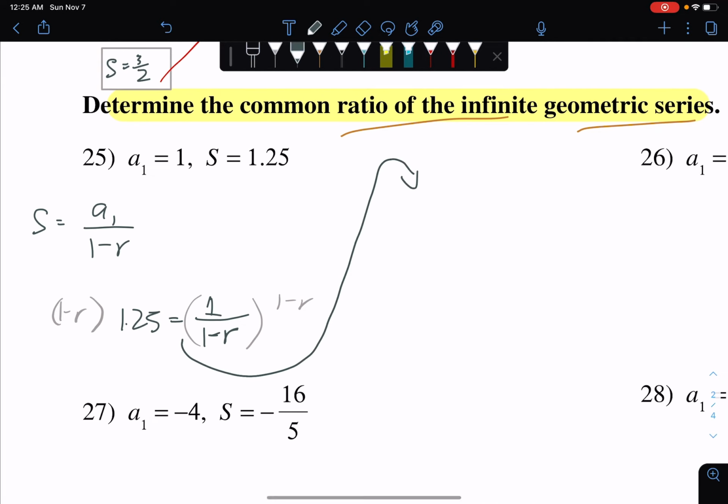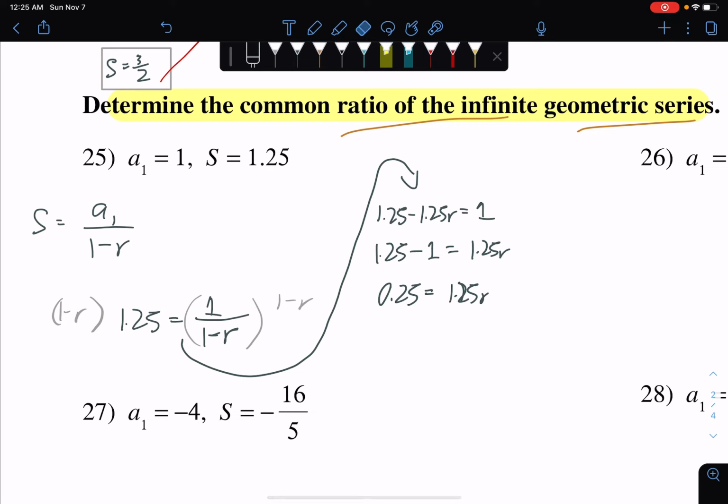Let's move it here. So 1.25 minus 1.25R is equivalent to 1. 1.25, move 1 to the left side, so this will be minus 1. Move this to the other side, we have 1.25R. So we have 0.25 on the other side is 1.25 as is. Divide both sides by 1.25. R is equivalent to negative 1 over 4.